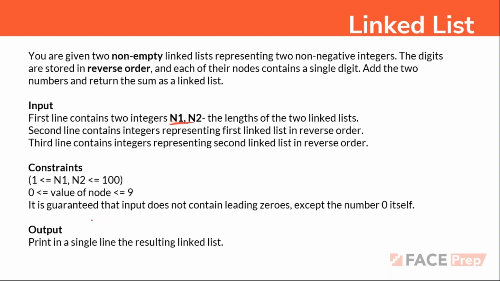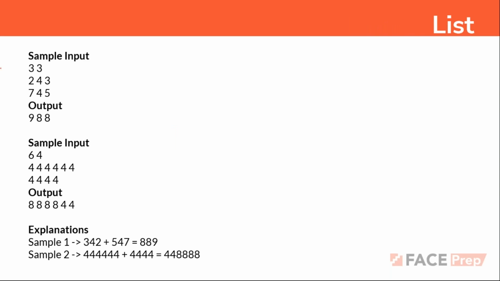Here they have mentioned the constraints. In output, I should print the sum of it. Here, if you see, 3 represents the length of the linked list. So I'm having 3 elements. This is the L1 value and this is the L2 value. Now, if you add these two, 5 plus 3, 8. 4 plus 4, 8. Then 2 plus 7, it is 9. So similarly, I'll be adding here.